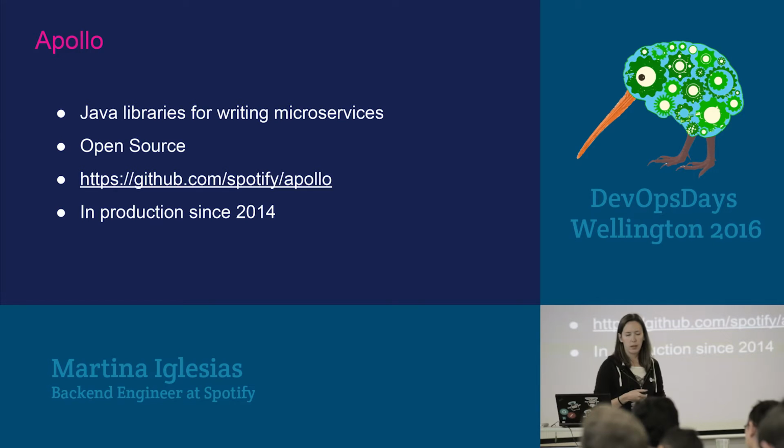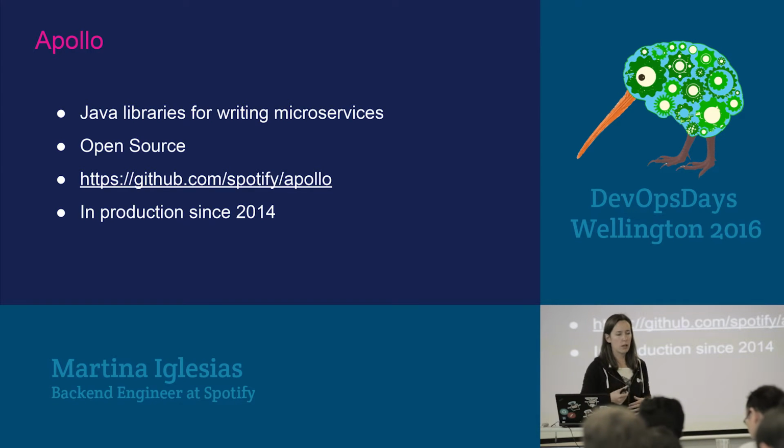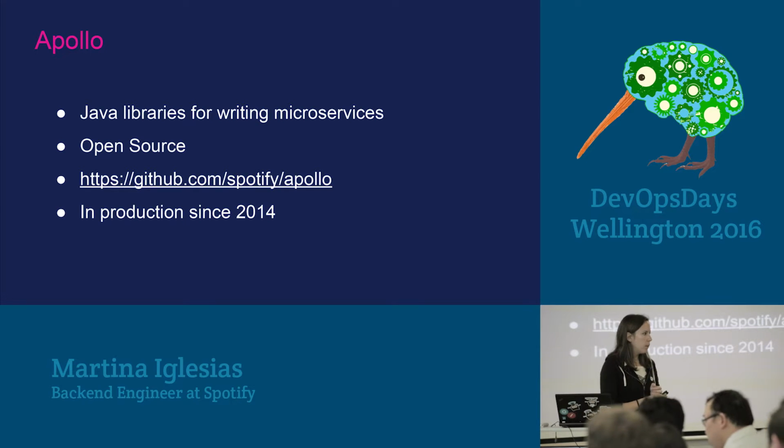Apollo is just a set of Java libraries that we use for developing microservices, that make our lives easier and help us develop services faster by implementing common things that you want in all the services, like logging, metrics gathering, like requests per second, latencies, connections to databases.